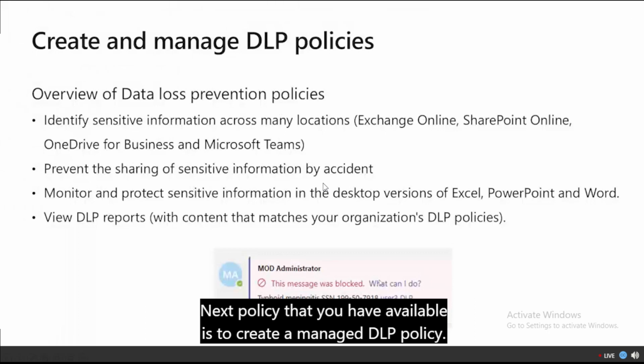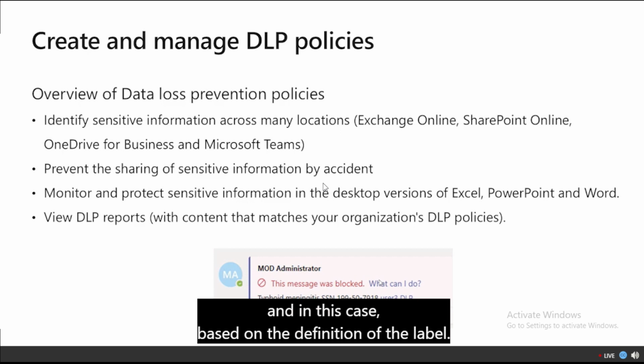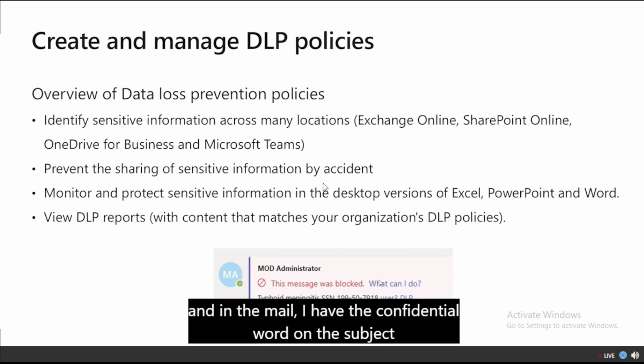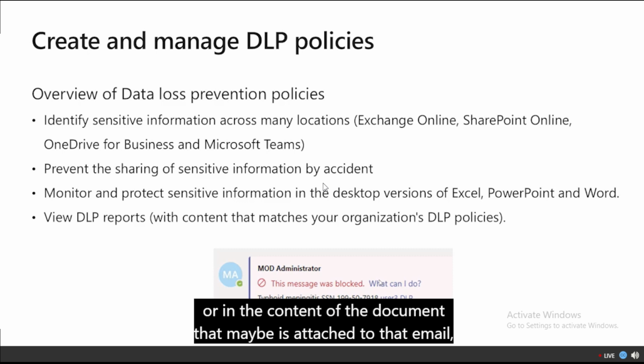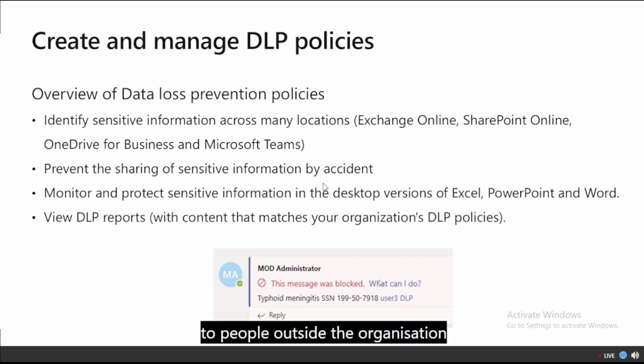Next policy that we have available is create and manage DLP policy. Basically here we'll leverage those sensitivity labels. Based on the definition of the label, for example, if this is confidential information, I can say, if this is an email and in the email I have the word confidential in the subject or in the content of a document attached to that email, I'm definitely not authorizing this information to be sent to people outside the organization.